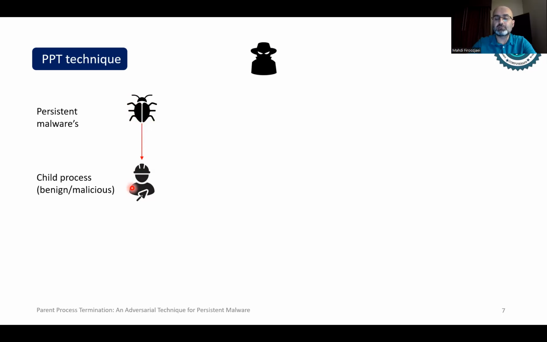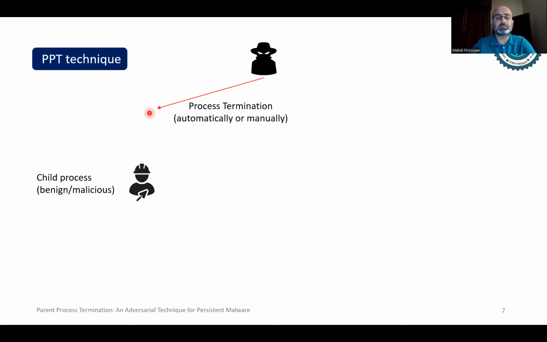Once that is done, the adversary terminates the malware process, maybe by sending a kill command to the victim system, or maybe automatically by design, the malware terminates its process when some children are created. So now the malware parent process is already removed or terminated in the system, but the children processes are allowed to continue running.